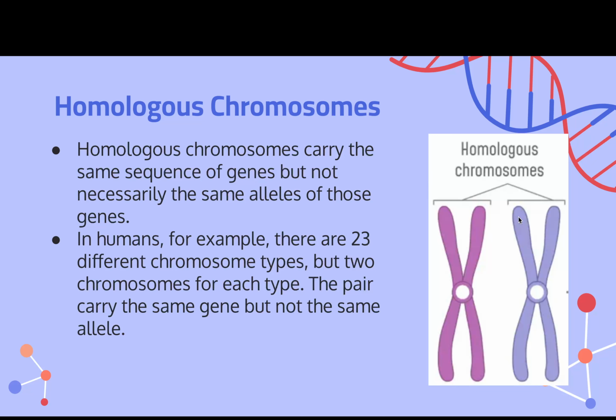So in humans, for example, there are 23 different chromosome types, but 2 chromosomes for each type, which is why we have pairs of chromosomes. So we have one of this type of chromosome, one of another type, but for each type there will be 2, which will create the pair, which is why we say we have 46 chromosomes, or 23 pairs. So the pairs will carry the same gene, but not the same allele, like I already explained.